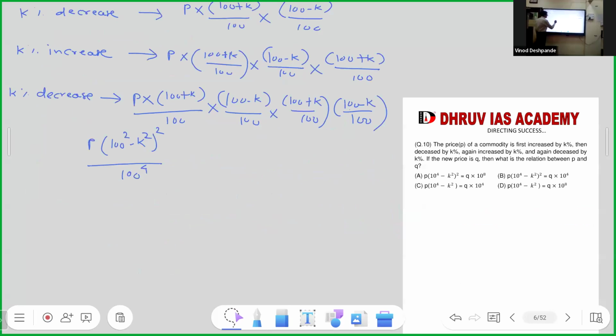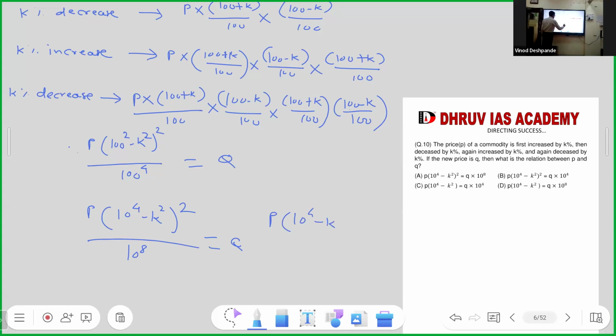And now this price is Q. Now 100 is basically 10 raised to 2. So 100 squared is 10 raised to 4. So P into (10 raised to 4 minus K squared) whole squared upon, see, 100 is 10 raised to 2, so 10 raised to 2 raised to 4, which will be 10 raised to 8, is equal to Q. So finally what you get is P into (10 raised to 4 minus K squared) whole squared is equal to Q into 10 raised to 8.